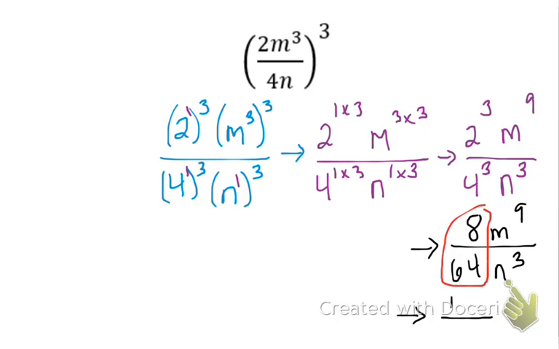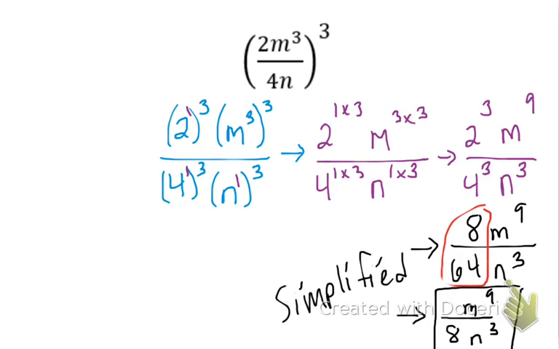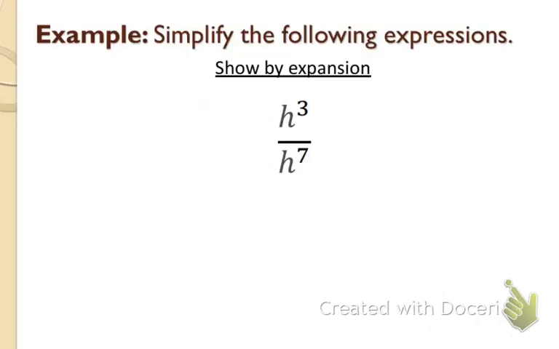1 over 8. But let's not forget the m and the n. And of course, the 1 does not have to be there. So this would be our final answer, our final simplified answer. Okay, a little long, I know. Next one, simplify the following expression, again by expansion.